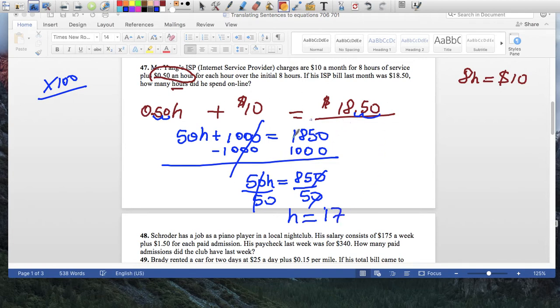So how many hours did he use? Well, he used 8 hours, right, which he paid $10. So this $10 represents the first 8 hours he used. And then how many hours above the 8 hours initially did he use? He used an extra 17 hours. Okay.